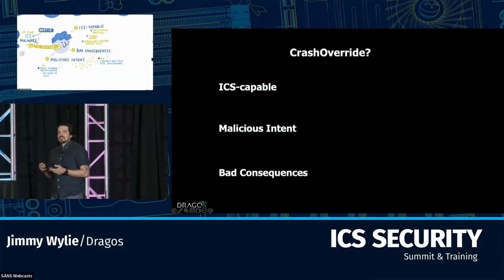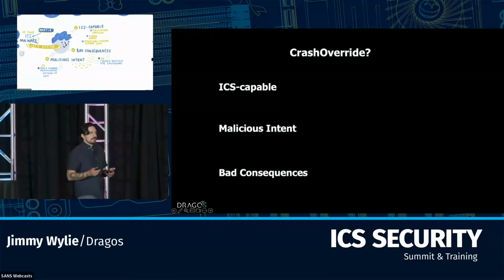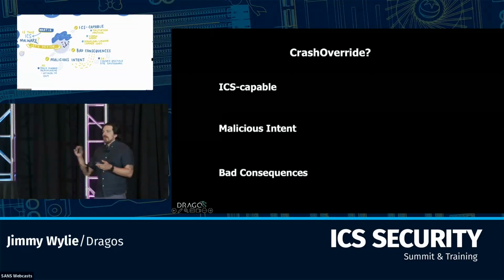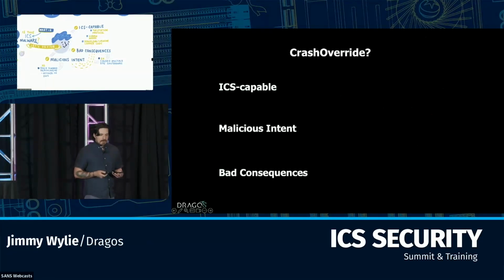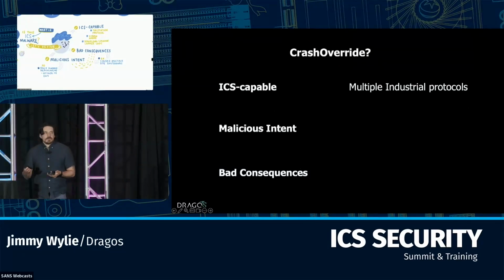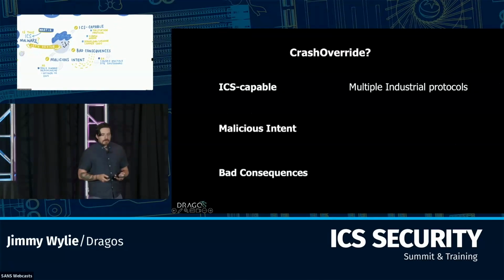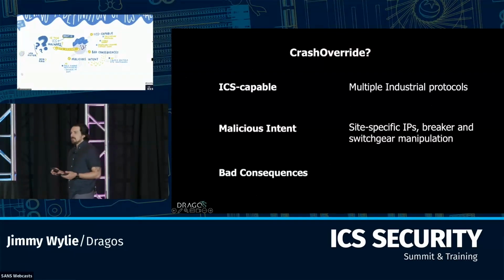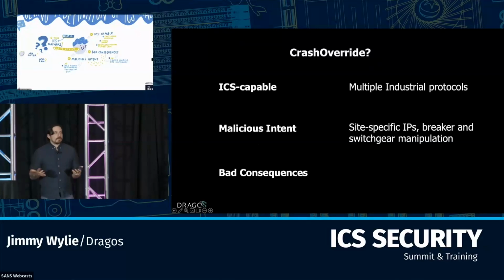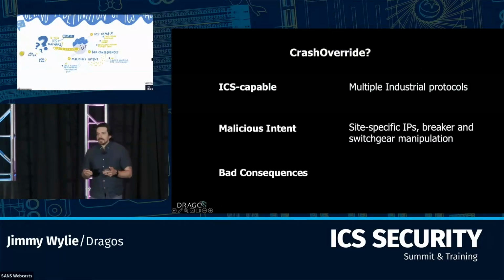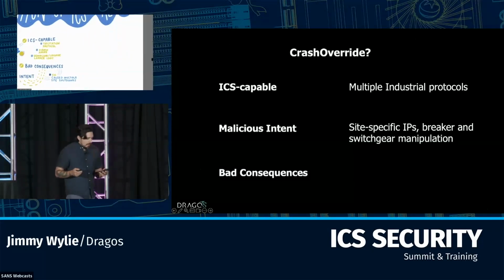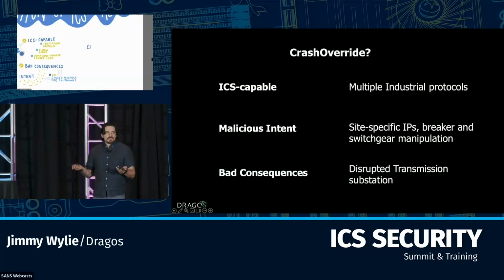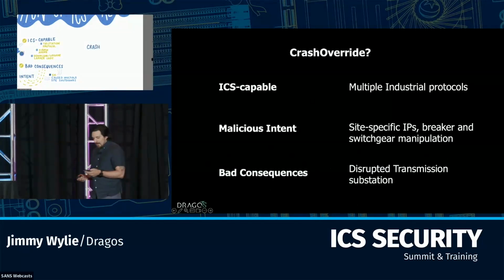And I test this criteria against all the other ICS malware we know about. So there's 8 other samples. And it's really easy to look at those samples, find the important data, and they just sort of sort naturally into these buckets. So for example, if we take CrashOverride, is it ICS capable? Well, it speaks multiple ICS protocols, IEC 61850, OPC DA, IEC 104. For malicious intent, there were site-specific IP addresses for the attack, and it could repeatedly turn breakers and switchgear off and on again. Again, a code capability with no reasonable benign justification. And for bad consequences, it disrupted the transmission substation, right? It's a very clear bad consequence.